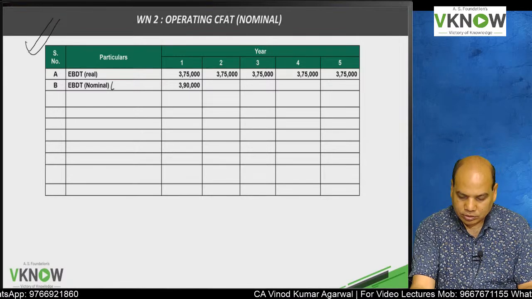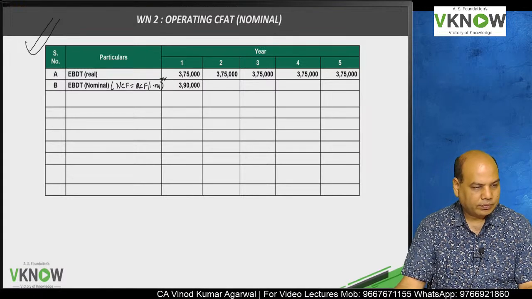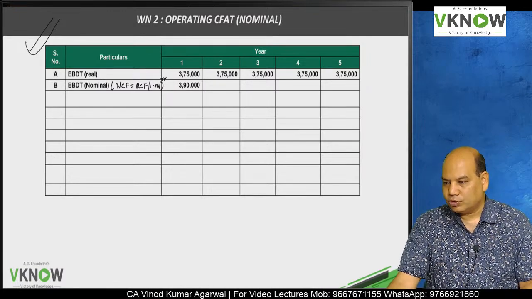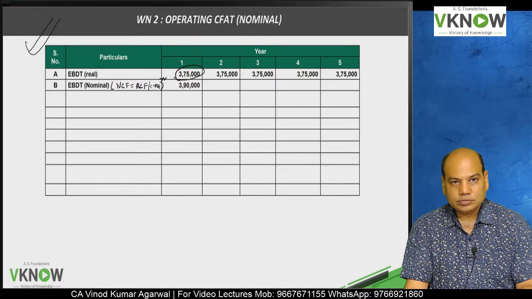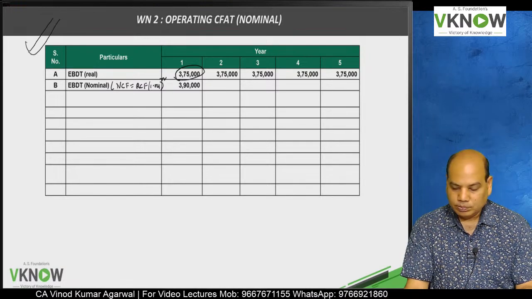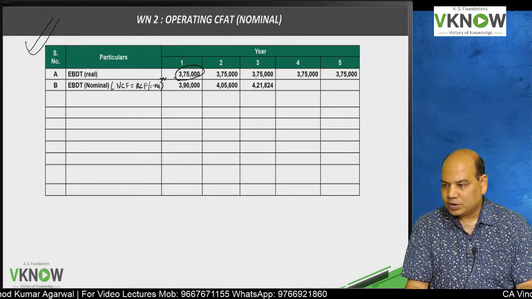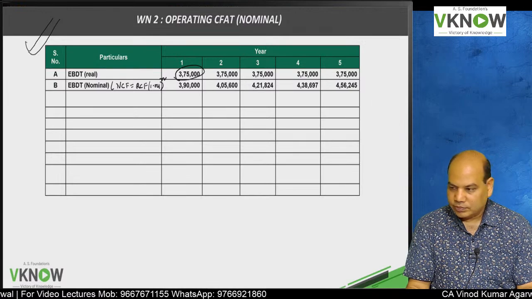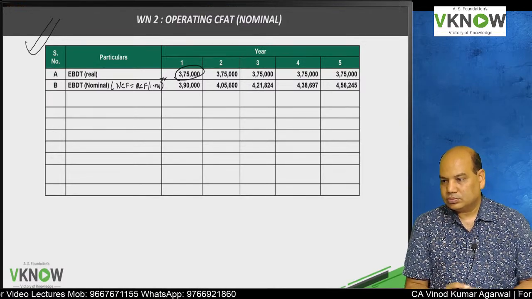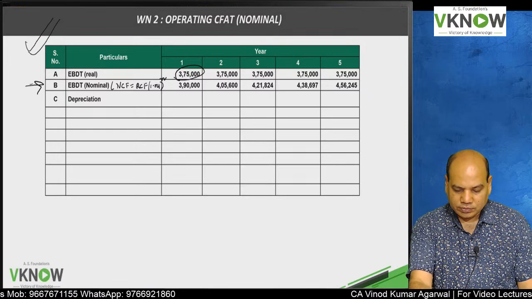So you will have to write here: nominal cash flow is real cash flow into 1.04 to the power n, into 1.04, 4% is inflation. So how do I do it fast? 375,000 plus 4%, 390 plus 4%, plus 4%, plus 4%, come on. N plus 4%. So this is your nominal cash flow. Now write down depreciation. This is before depreciation.